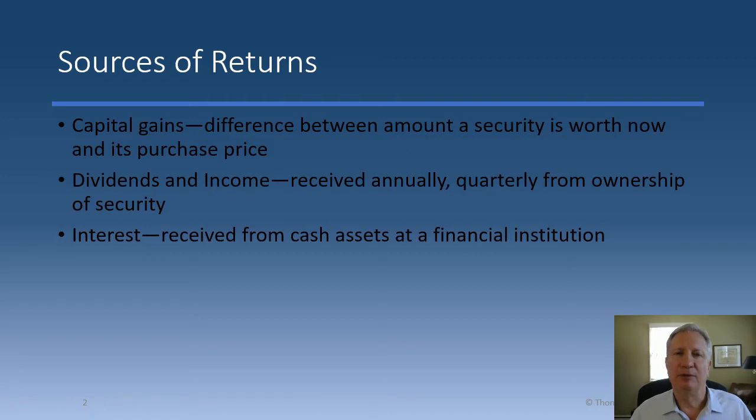Dividends and income are received. Dividends from stocks distributed annually by companies. Income you might receive, or interest from bonds, for example. Interest is our bottom bullet here. Received from cash assets at a financial institution. Income you might receive from bonds.